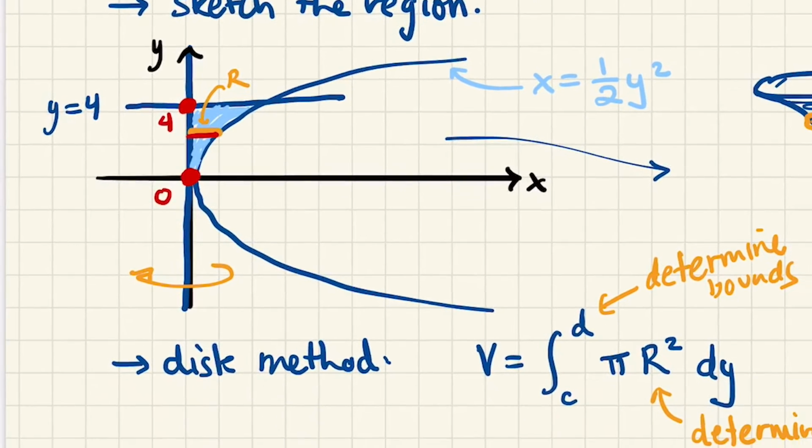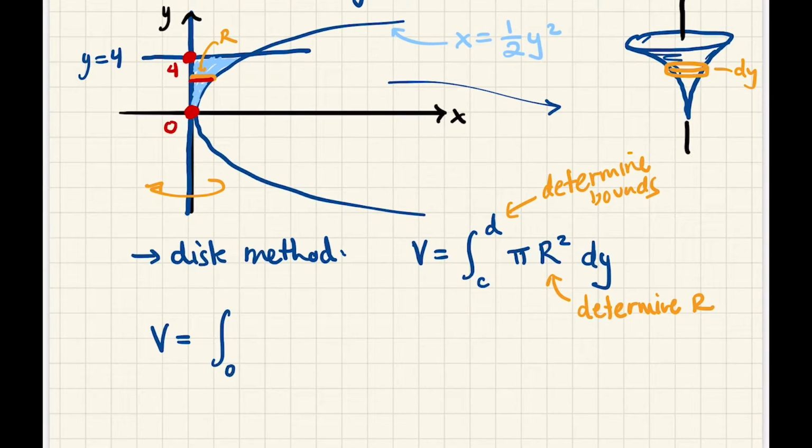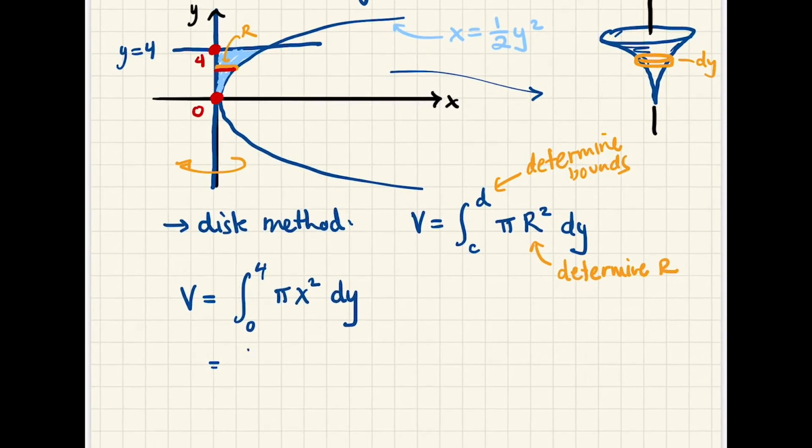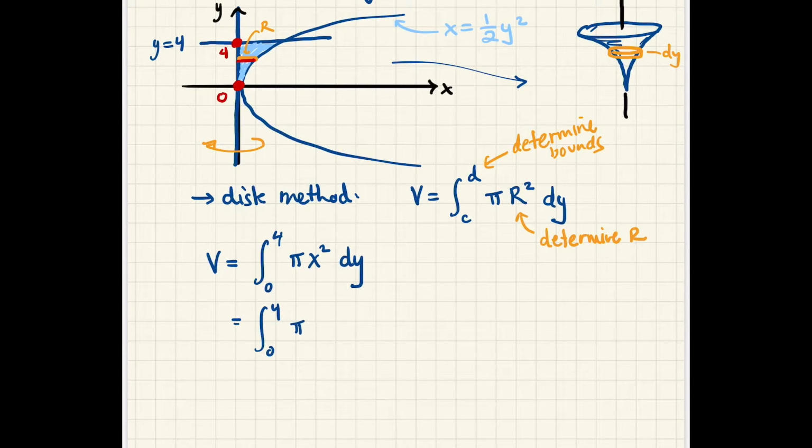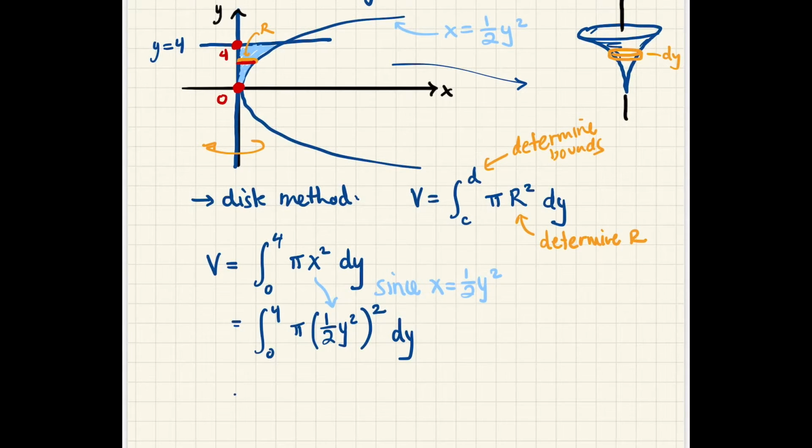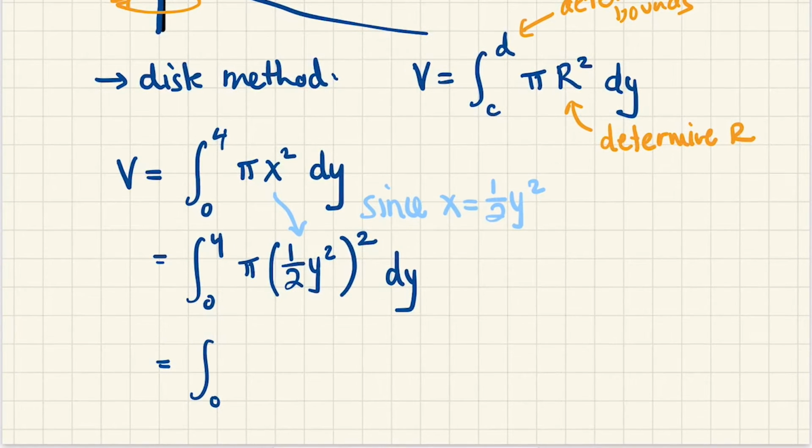So we can say that V is equal to the integral from 0 to 4 of pi x squared dy. But x is equal to 1/2 y squared. So this is in fact the integral from 0 to 4 of pi times 1/2 y squared, and that quantity itself is being squared, dy. Okay, so let's finish this guy. 0 to 4, pi times, let's square everything. So we get 1/4 y to the 4 dy.